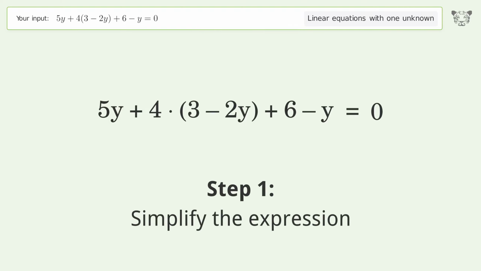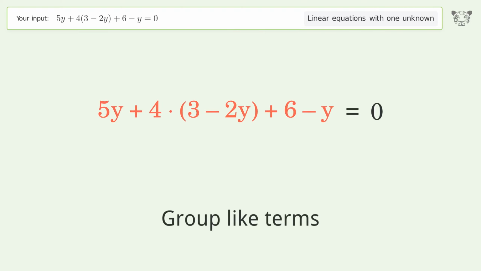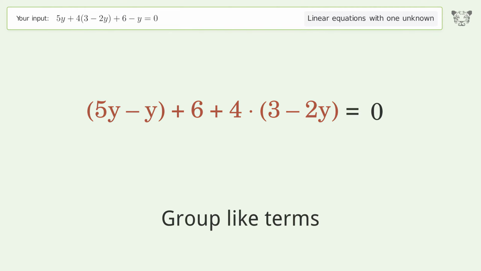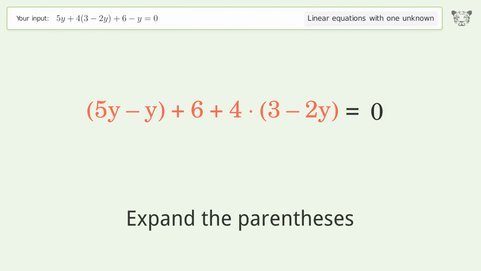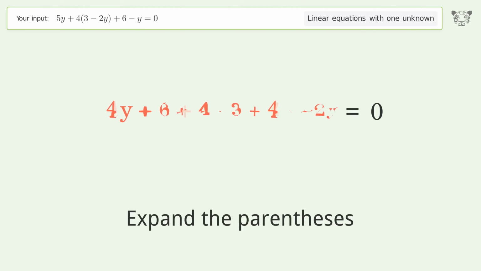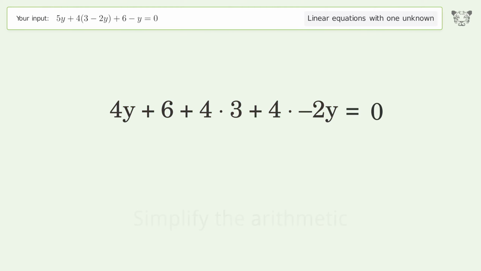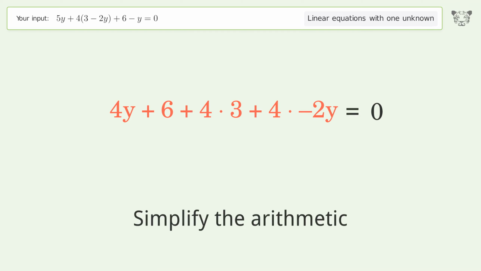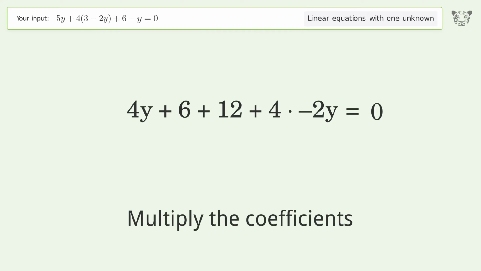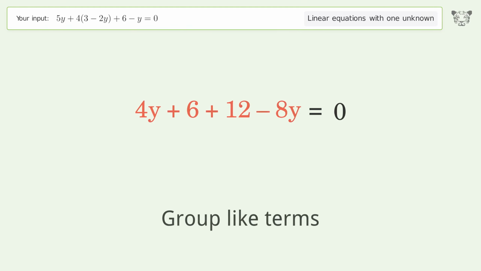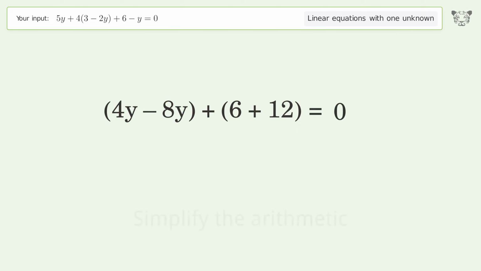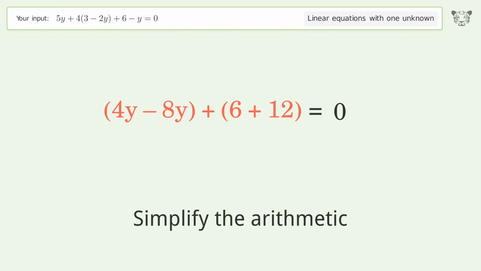Simplify the expression. Group like terms. Expand the parentheses. Simplify the arithmetic. Multiply the coefficients. Group like terms. Simplify the arithmetic.